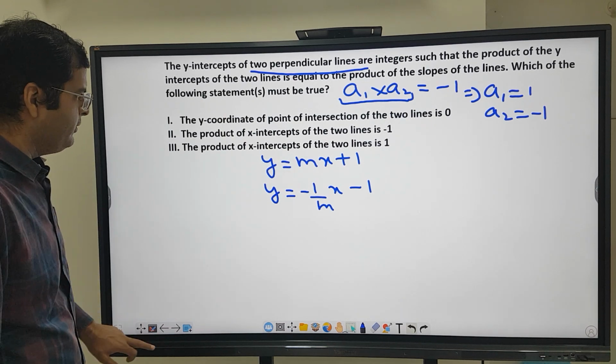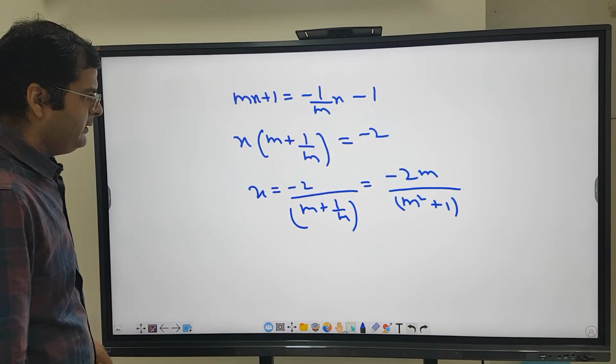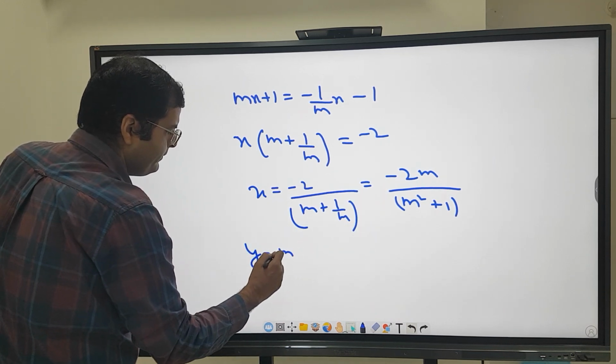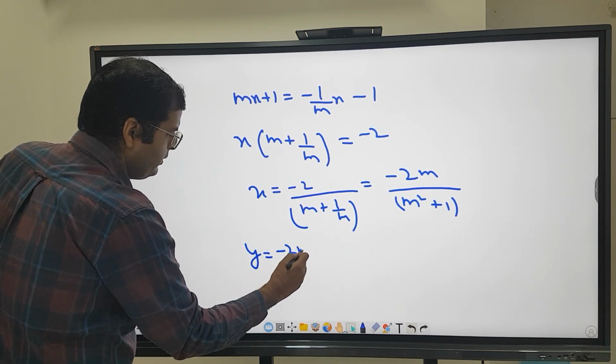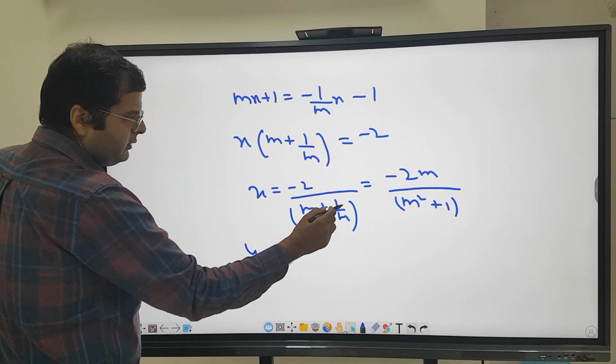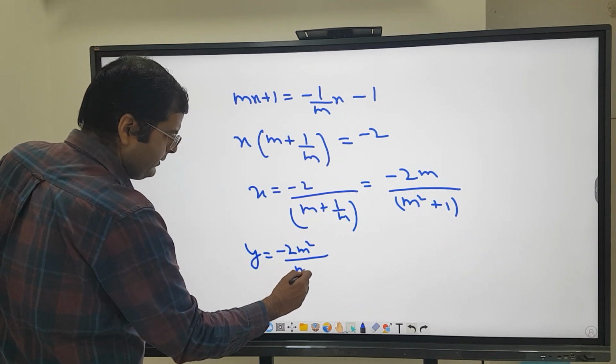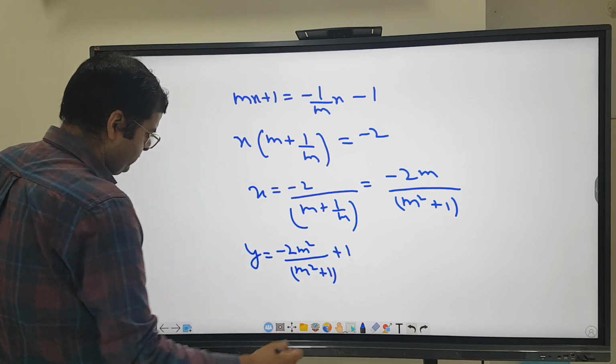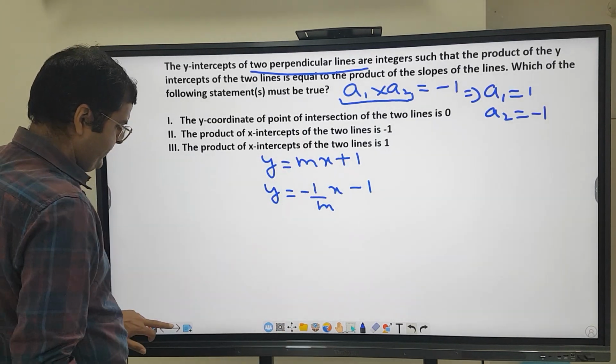So in the first equation, I'll put y is equal to mx plus 1. So it will be y is equal to m into x, and x is what? -2m upon m square plus 1. So mx will become -2 into m square upon m square plus 1, plus 1. That is y is equal to mx plus 1.